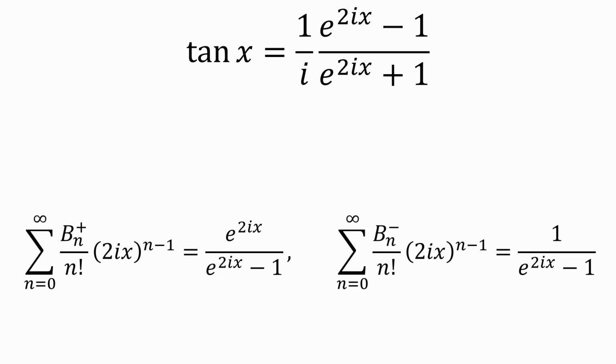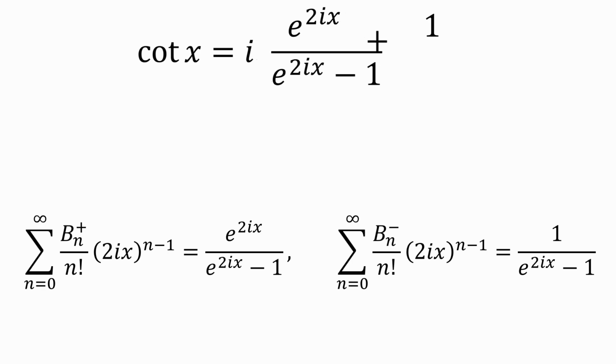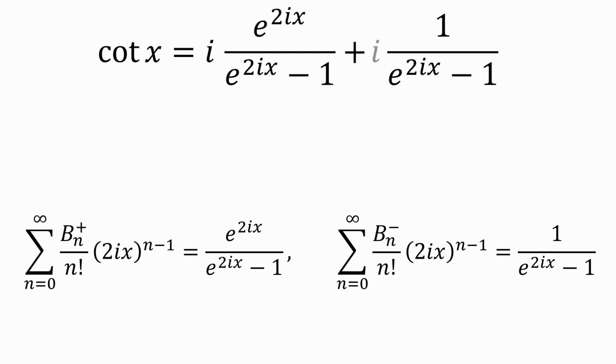we have this. The tangent function has a minus in the numerator and a plus in the denominator. Our generating functions both have minuses in the denominators, so considering the reciprocal of the tangent function would actually be easier. 1 over tan x is cot x, so we have cot x equals i times e to the 2ix plus 1 over e to the 2ix minus 1. We can split the fraction into 2 parts. We can now apply our generating functions.